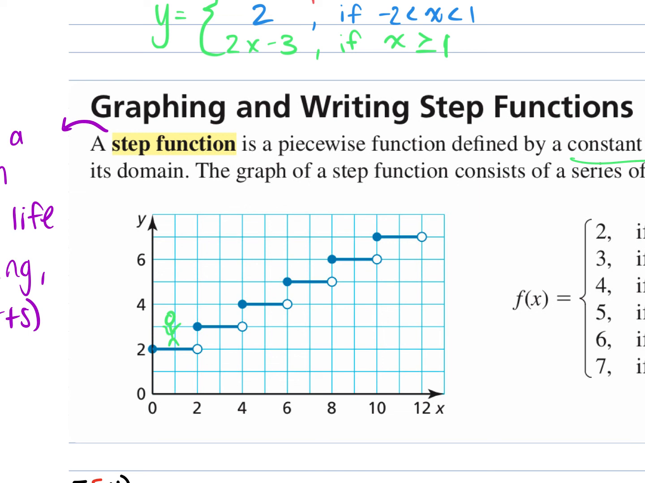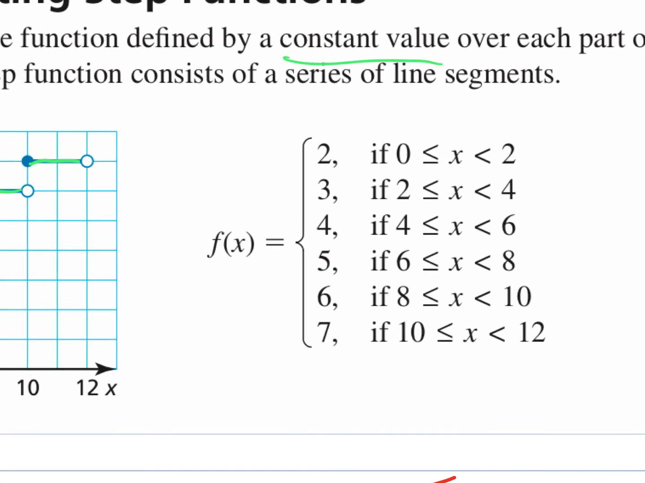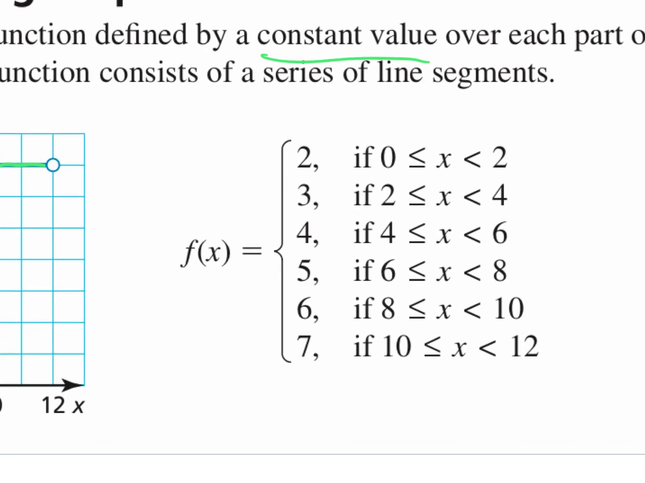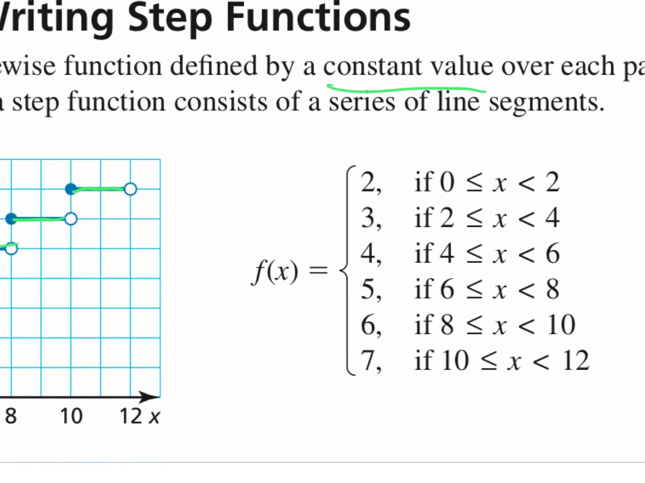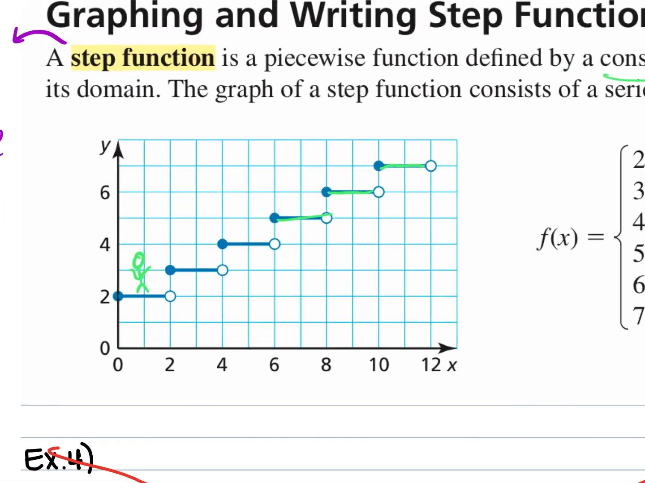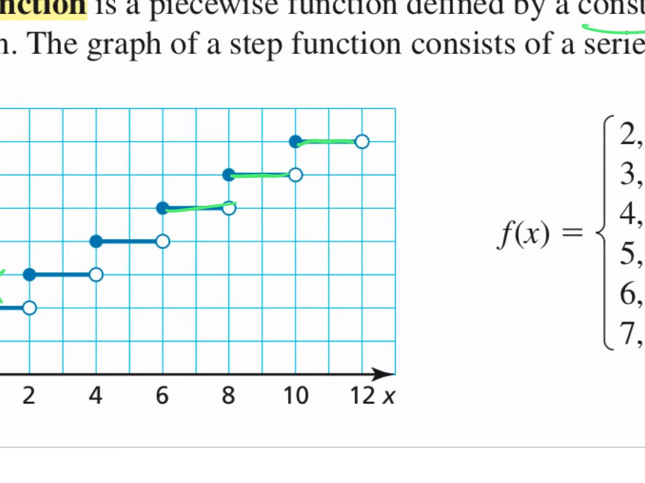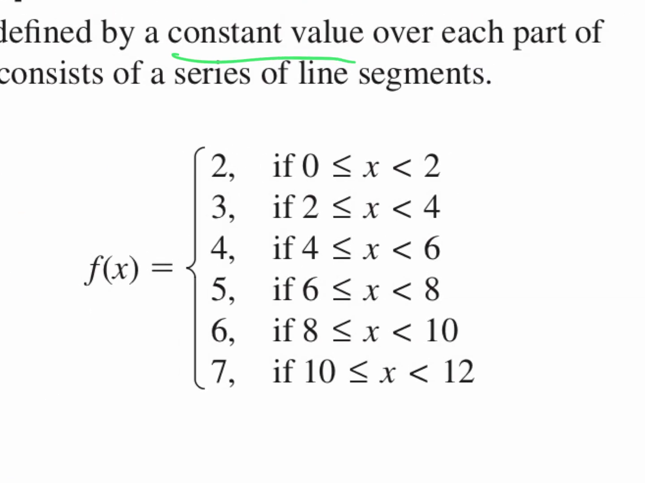Now, one thing I also want you to notice is that each of these are horizontal lines, okay? So when you're looking at the equation of a step function, you'll notice there's no x in any of these equations, okay? You're going to have f of x or y is equal to a set of numbers, okay? Now, how long the line segment is defined by how long your range for x is, okay?